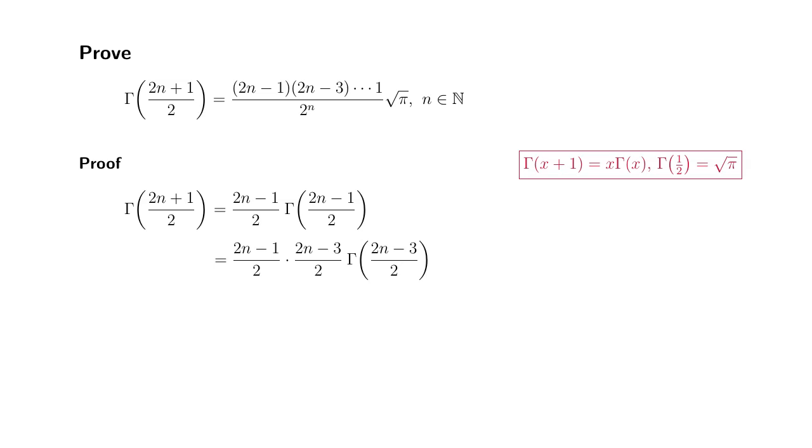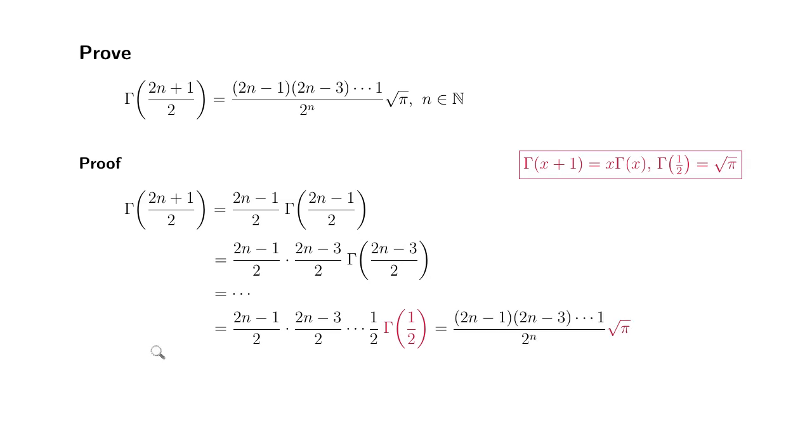And you can see that we can just keep on going through this process over and over, and we're going to continue doing this until we get the factor 1/2 at the end. So it's going to look like this. The last factor is 1/2, then gamma of 1/2. But since we already know that gamma of 1/2 is square root of pi, we replace that, and we get this formula. So you can see that we have (2n minus 1) times (2n minus 3) all the way to 1.